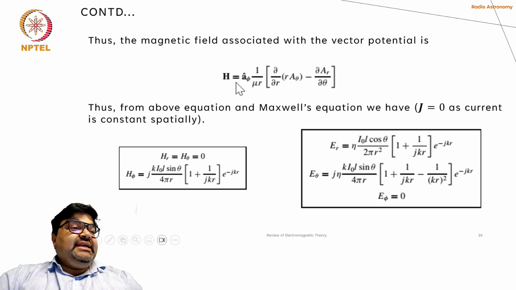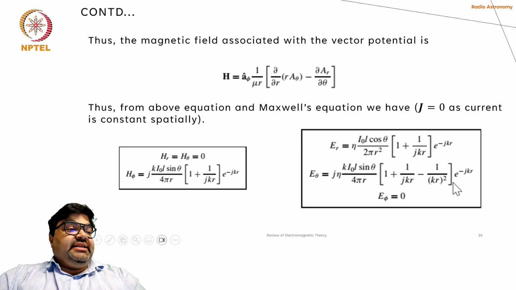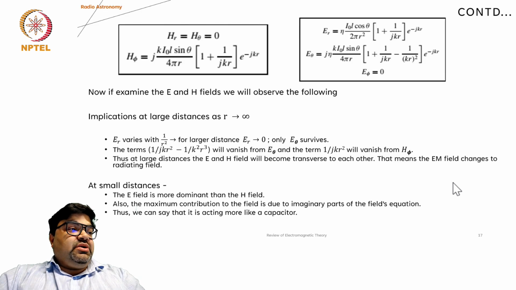Go back to those slides and try to derive by yourself. There is a transition given. If you know A, the vector potential, you can derive H, and then finally from H to E. So these are the different shapes this thing takes in the spherical polar coordinate.